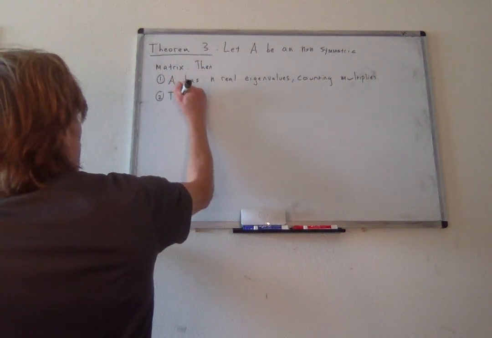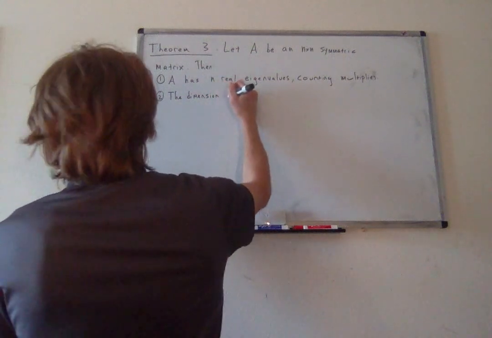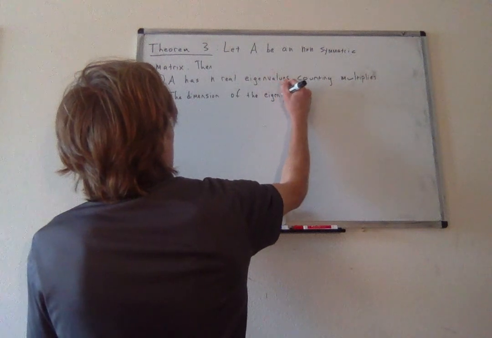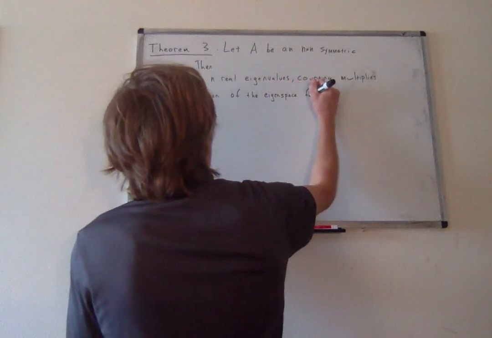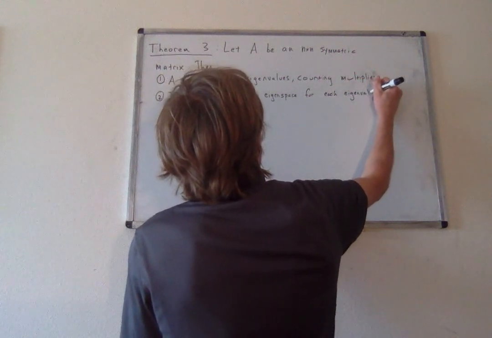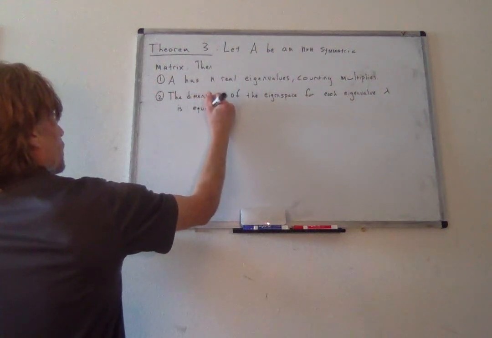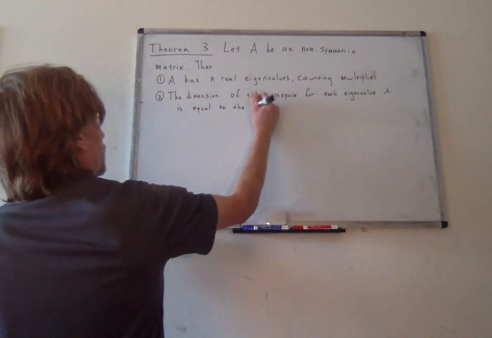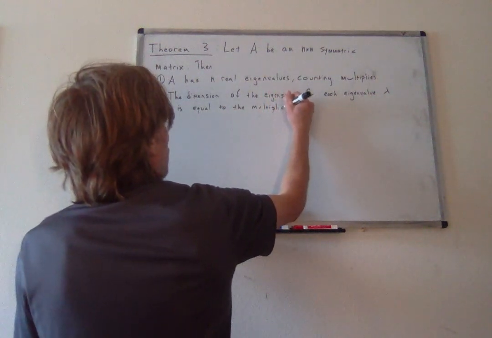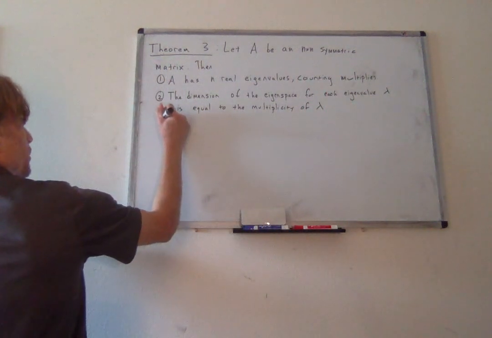And as we'd mentioned, the dimension of the eigenspace for each eigenvalue lambda is equal to the multiplicity of lambda. This, of course, means that every symmetric matrix is diagonalizable.